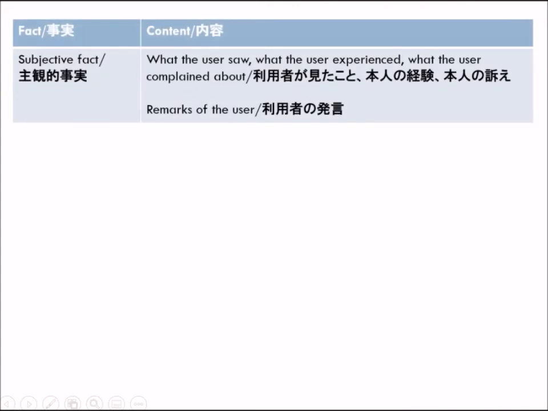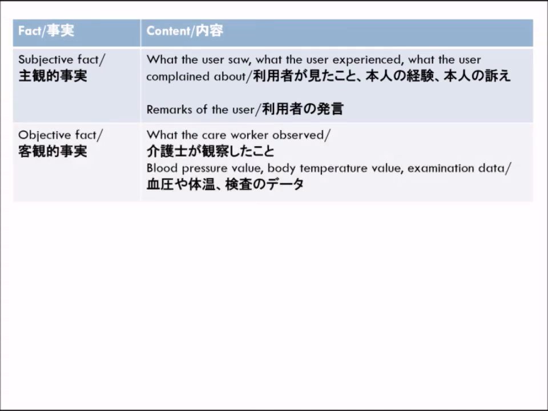Subject fact. What the user saw, what the user experienced, what the user complained about. Remarks of user. Object fact. What the care worker observed. Blood pressure value. Body temperature value. Examination data.